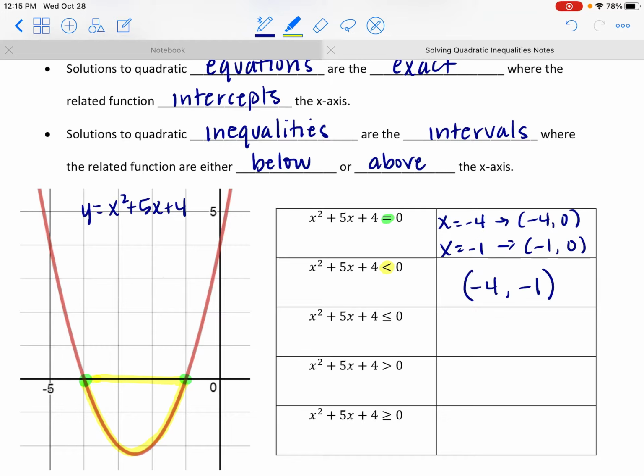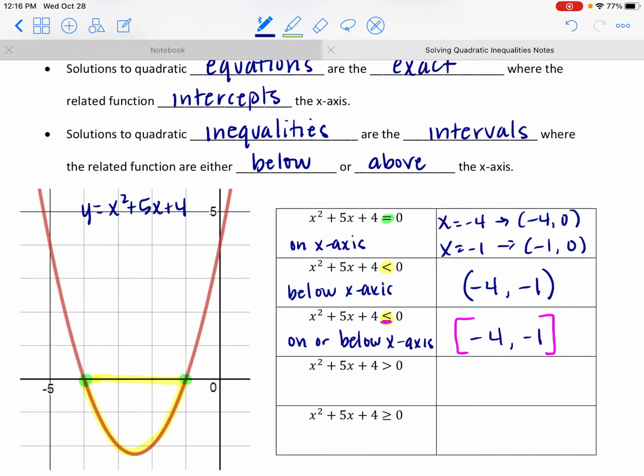So here now, if I said less than or equal to, now it means it can be below the x-axis or on the x-axis. So my interval is still from -4 to -1, but because now I also have the equal to, I would use brackets to say, well, we can be on or below. So this is on the x-axis. This is strictly below the x-axis. This is on or below the x-axis.